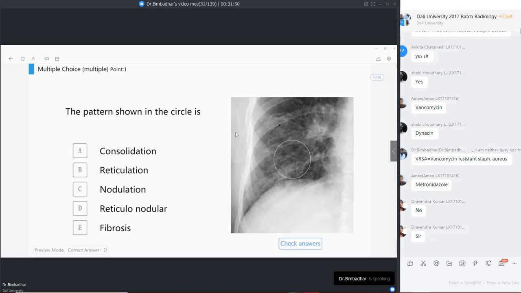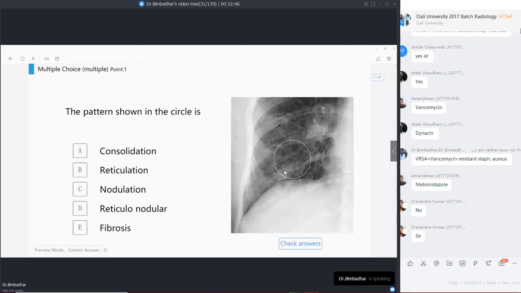I don't know how many of you actually got it wrong. I don't want to take names here. I guess most of the people got this one wrong. But you see here, this is a multiple choice question. The pattern shown in the circle, we can see there are smaller opacities here, small opacities along with line patterns. This one is a very classical example, where you have smaller opacities along with hazy line-like densities that are distributed along the lung fields. So this one is a typical pattern of an interstitial lung disease, which is called a reticulonodular pattern.